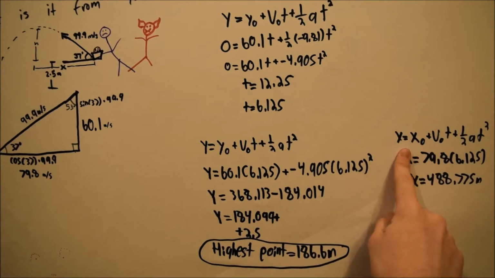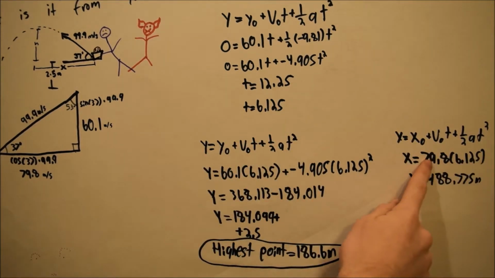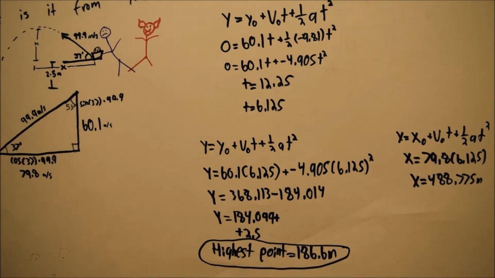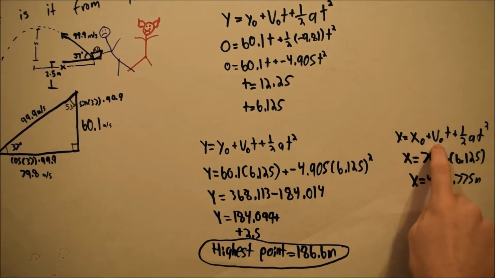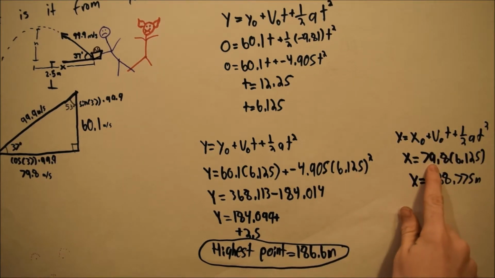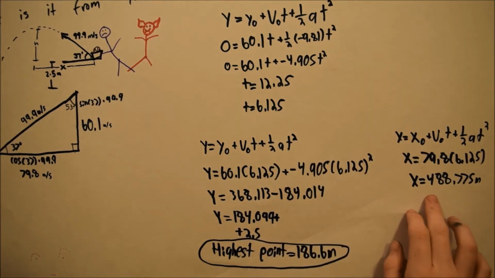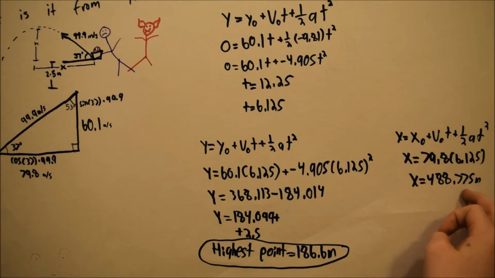Then for how far it is at that highest point, again you have the time and you just plug it in for the x component. This is pretty simple because, ideally, without any wind resistance or anything, there's no deceleration. So it's just going to be v0 t, because you're not going to have any initial x position or acceleration. So you get 79.8, which is the initial horizontal velocity, times the time, 6.125, which is how long it took to get to that highest point. And you get 488.775 meters.